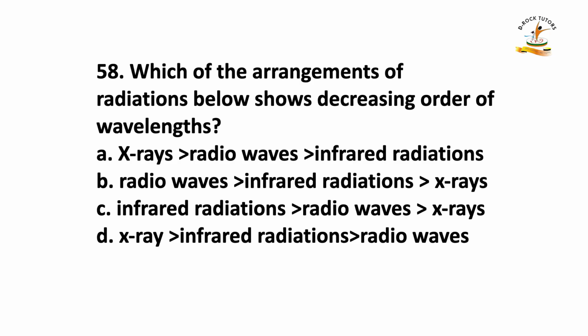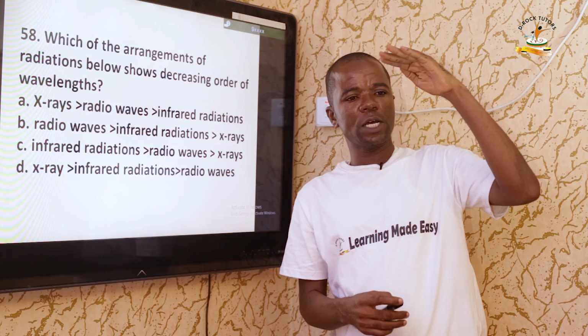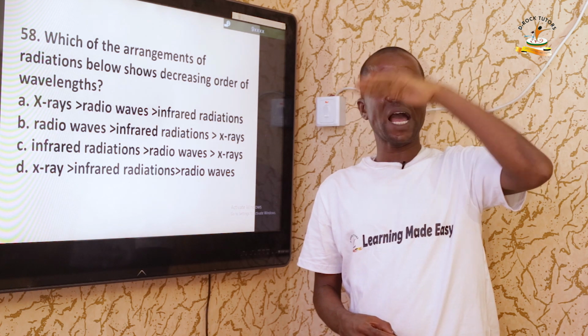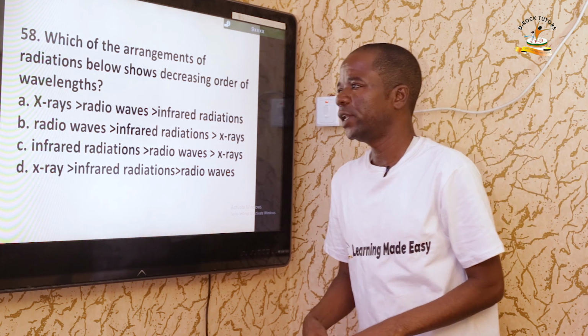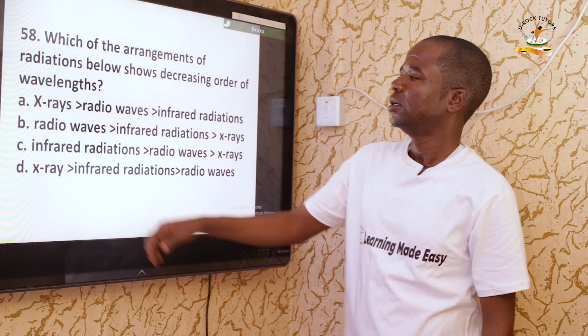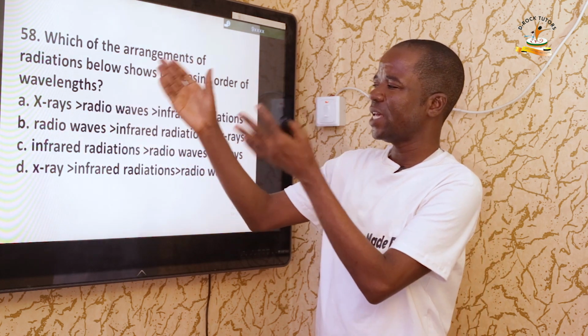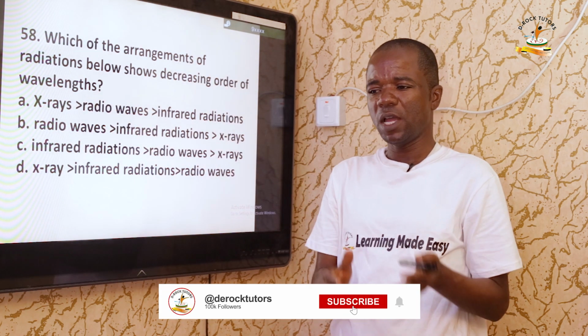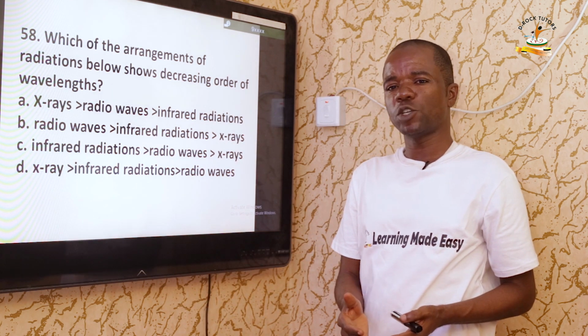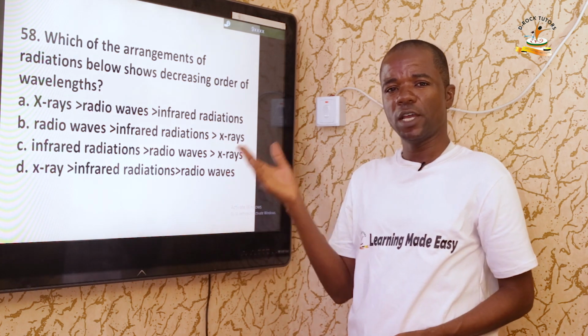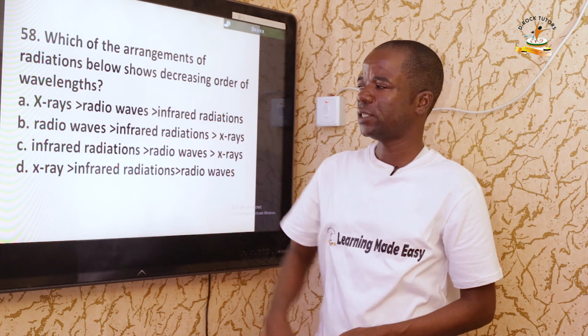Let's go to number 58. Which of the following arrangements of radiations below shows decreasing order of wavelength? Don't forget, decreasing order means that we are supposed to start with the one that has the highest wavelength and end with the one that has the lowest wavelength. So if you look at this, X-ray starting it makes it wrong because X-ray has one of the shortest wavelengths. As a matter of fact, the only part of the electromagnetic spectrum that has a shorter wavelength than X-ray is the gamma ray. So X-ray is out of it.